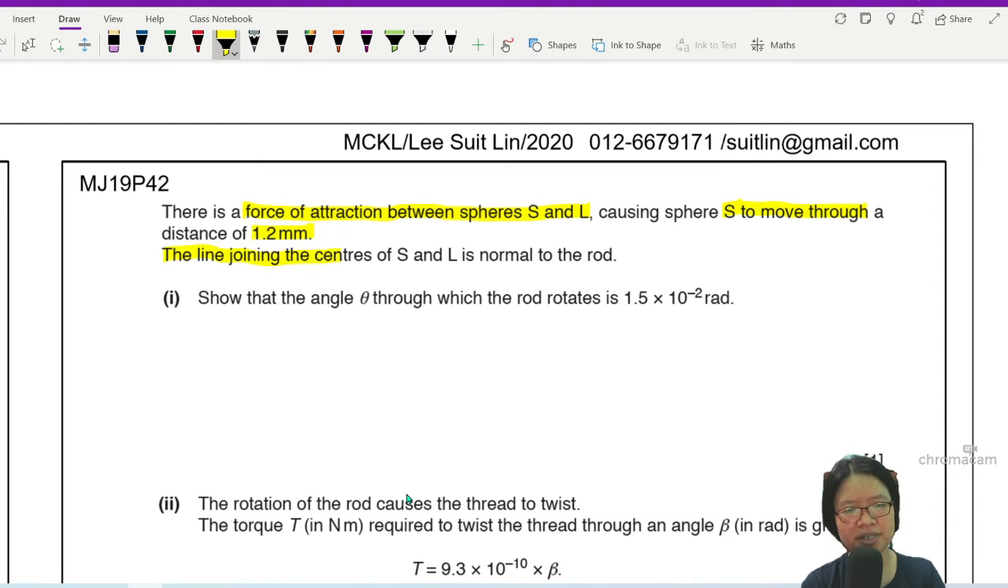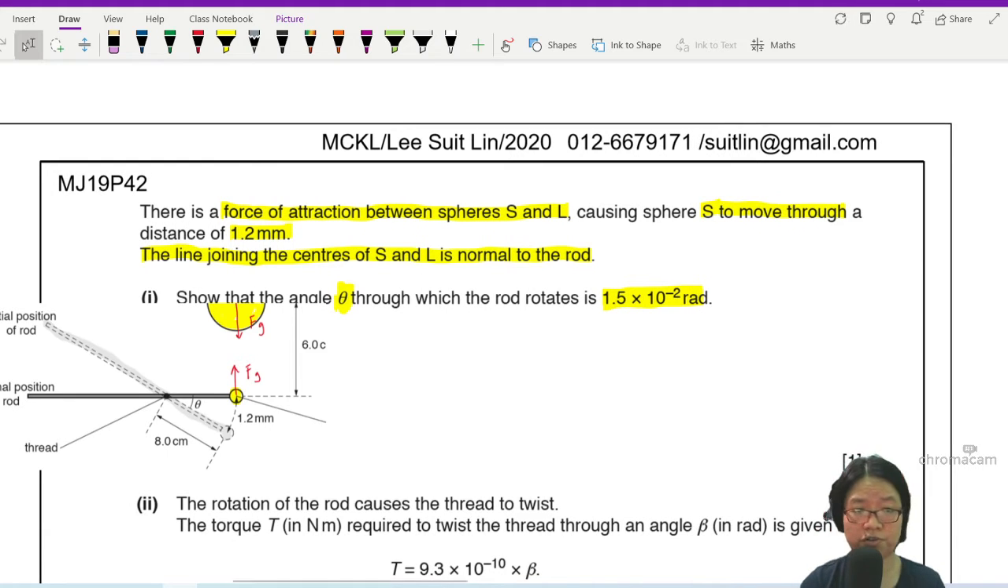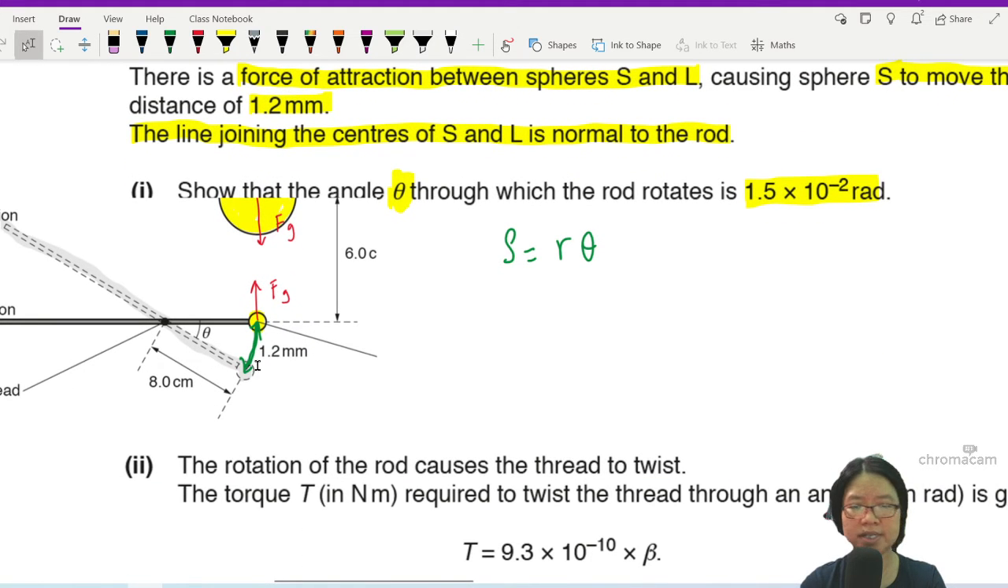The line joining the centers of S and L is normal to the rod. Show that the angle theta the rod rotates through is this amount in radians. So this one we will use circular measure. I've cropped it, and you're asked to find theta. We know this arc length S, so I will use S equals R theta. I zoom in a bit so you can see. This S is 1.2 mm, so we put 1.2 here. Then the radius is 8 cm, and then this is theta.